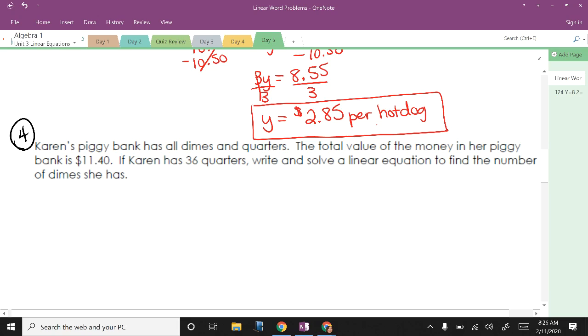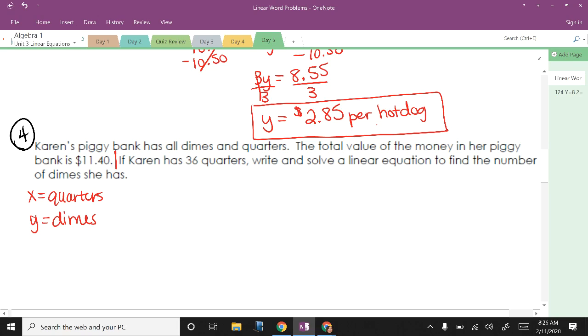All right. So she's got only dimes and quarters. The total value of the money in her piggy bank is $11.40. Stop right there. We need to assign a variable. What do y'all want X to be? The amount of dimes or quarters? Okay. So let X be the amount of quarters she has, and Y be the number of dimes she has.